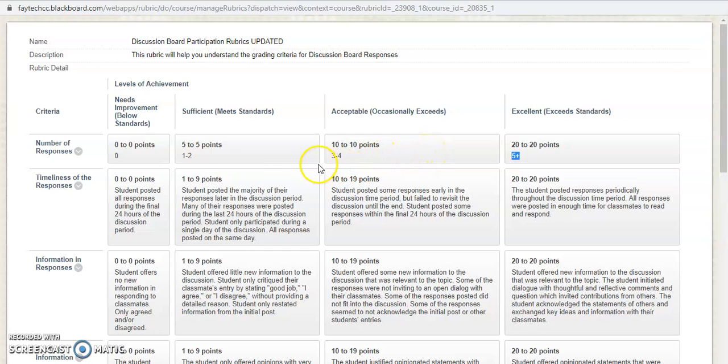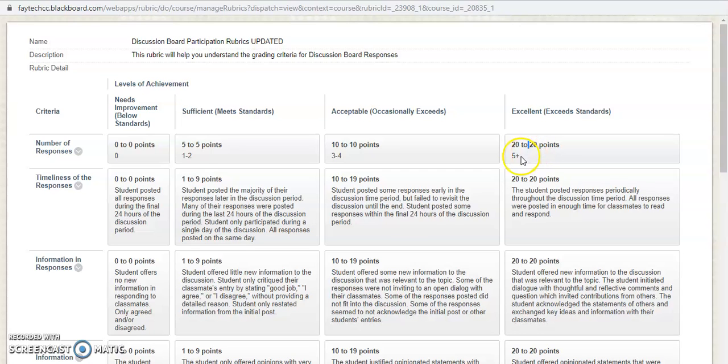Ideally, what I would like to see for this is that you get into a good conversation with 2 students, or maybe it's 1 student. I'm not necessarily looking at how many different classmates you respond to. But what I am looking for is that you get into a good conversation.